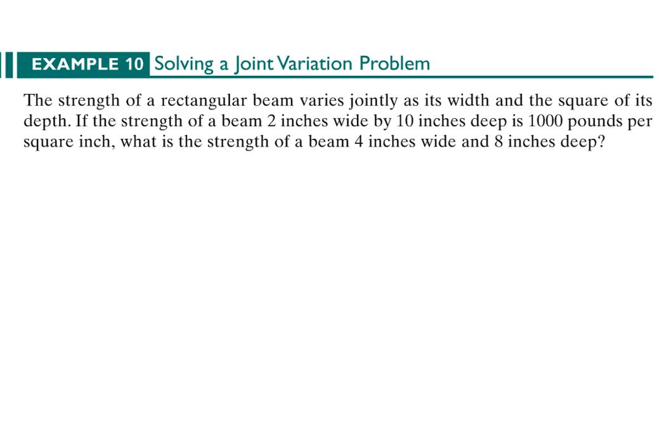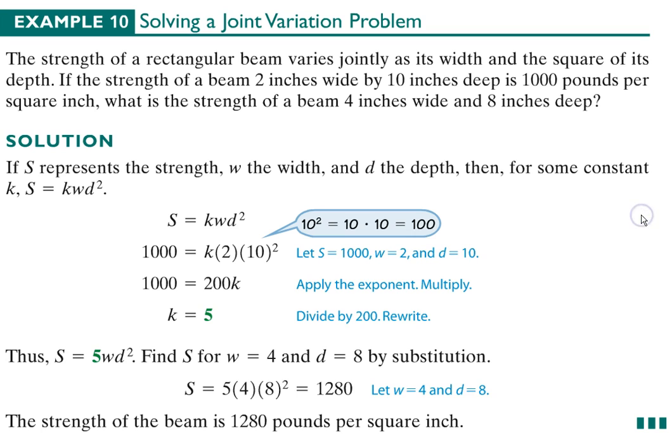Now, here is a joint variation problem. The strength of a rectangular beam varies jointly as its width and the square of its depth. If the strength of the beam 2 inches wide and 10 inches deep is 1,000 pounds per square inch, what is the strength of a beam 4 inches wide and 8 inches deep?